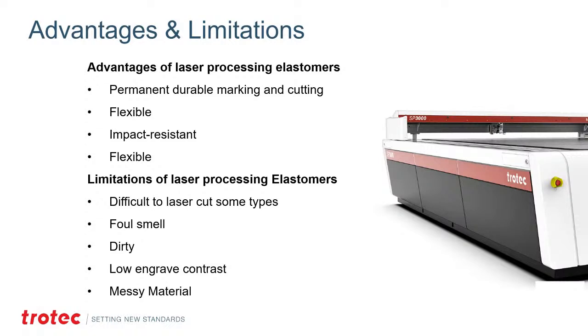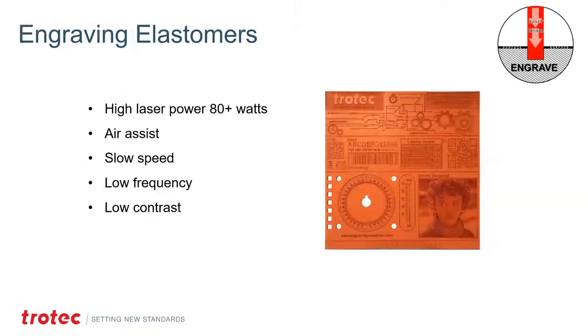But if you're just buying off-the-shelf industrial type rubbers, you do definitely want to keep in mind that there will be a smell associated with the scraps and products that you're pulling out of the laser. It is a dirty material. The contrast is low when engraving, but it is legible, and it is messy material. Just understand this material does require a lot of cleanup afterwards.